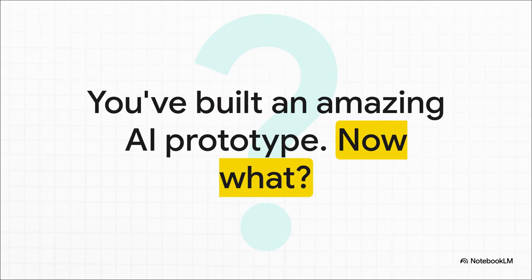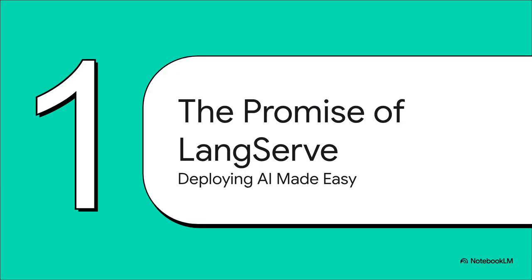It could be a super smart RAG pipeline or a clever agent. It works perfectly on your laptop. But then comes the big question. Now what? How do you actually get this thing out of your code editor and into the hands of real users? That jump from prototype to production, that's the exact problem we're digging into today. Okay, let's dive right in.